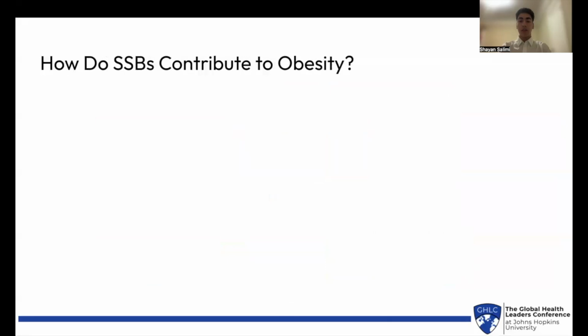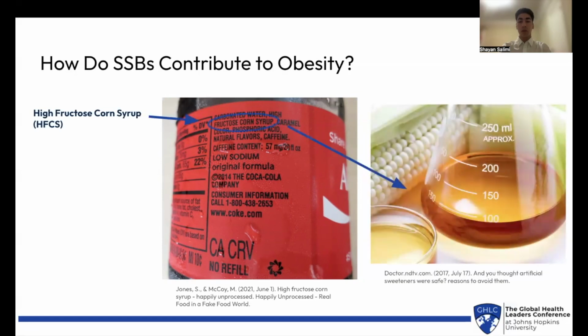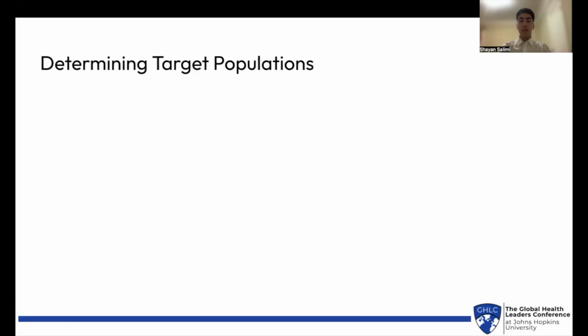So how do sugar-sweetened beverages contribute to obesity? Well, let's break it down and take a bottle of Coca-Cola, for example. We see that one of the main ingredients, in fact, the one with the second highest concentration, is high fructose corn syrup, a liquidized form of sugar, specifically corn syrup, that has a high content of fructose and has been proven to have significant ties with excess caloric intake. Many sugar-sweetened beverages contain high fructose corn syrup, but other common sugars include glucose, corn syrup, fructose, sucrose, maltose, and many more. Seeing this, I wanted to make a difference and help reduce obesity rates, starting with the US.